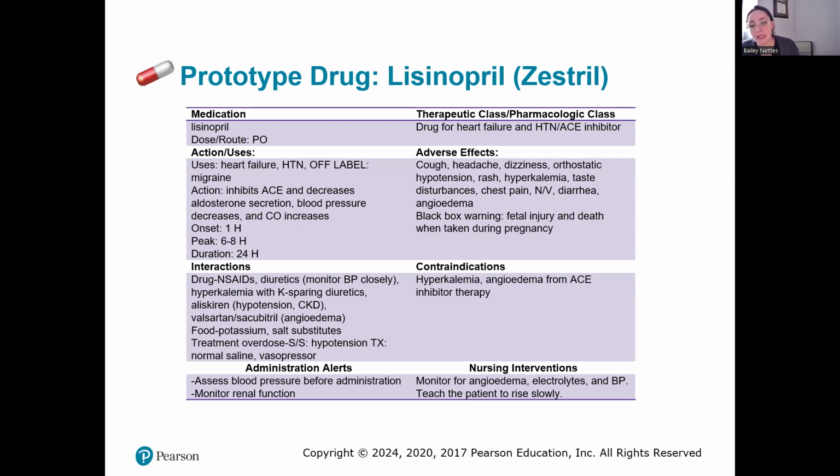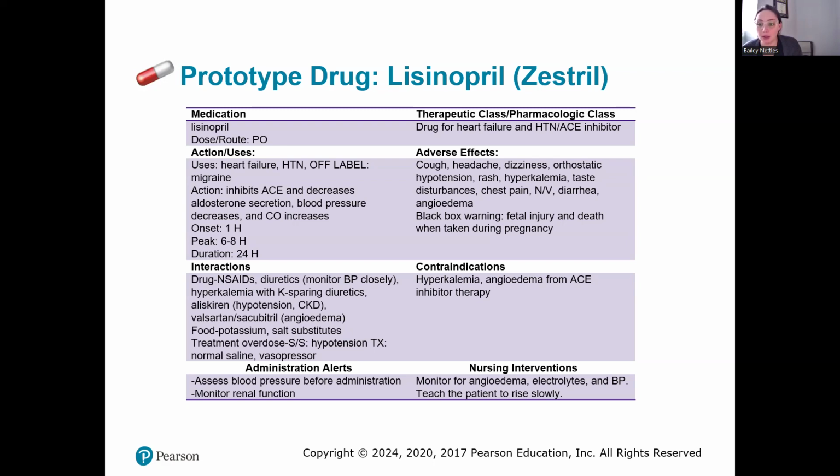Once again, avoid potassium supplements. Avoid salt substitutes. Signs and symptoms. What does lisinopril do? If it works too well, hypotension. We want normal saline and vasopressors because that's about the only way you can get someone's blood pressure up.